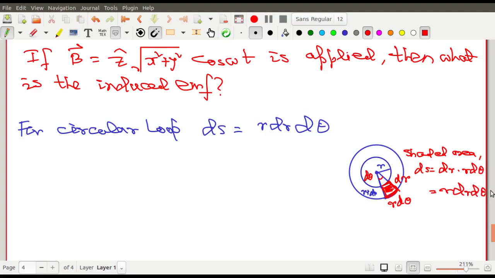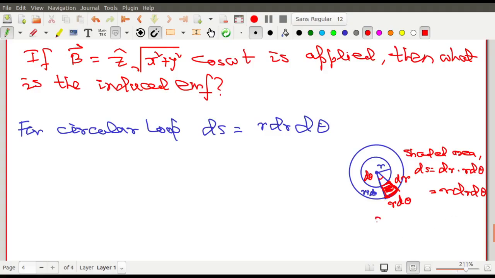Are you able to understand? So this is how you can find the area of this circular space. This is the elementary area. And if you need to find the entire area, then you have to integrate. You just need to integrate this. Is it clear to you?